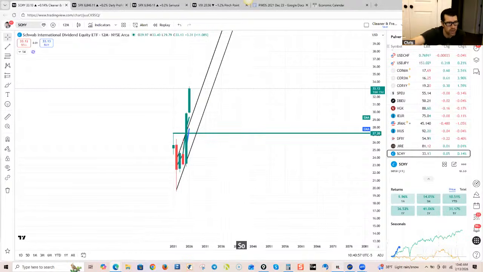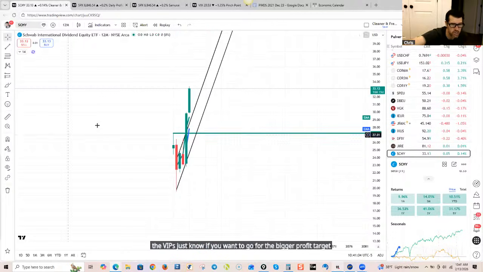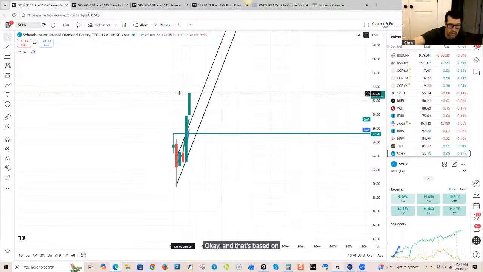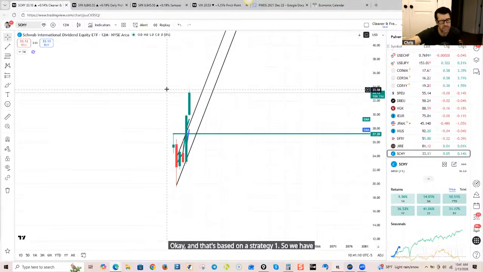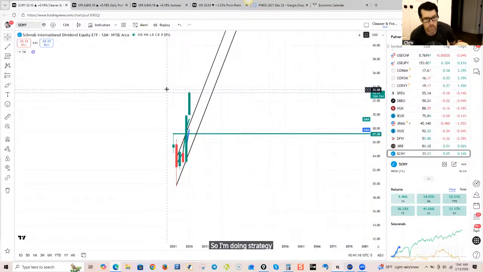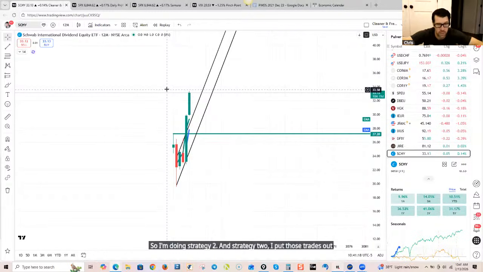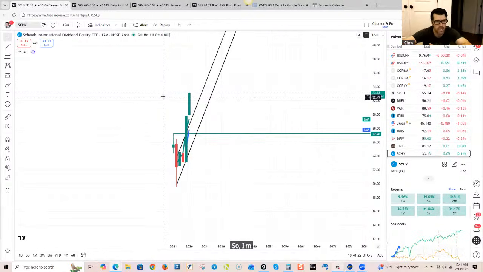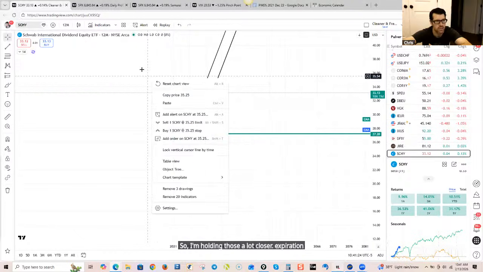So the trade tracker is the same trade tracker. I'm not tracking two different ones. The VIPs just know if you want to go for the bigger profit target, go for the bigger profit target. And that's based on strategy one. I don't have any strategy ones running because I've been cautiously bullish. So I'm doing strategy two. In strategy two, I put those trades out with like a 5% buffer, 10% buffer, 15% buffer. So I'm holding those a lot closer to expiration so that profit trap has a chance.